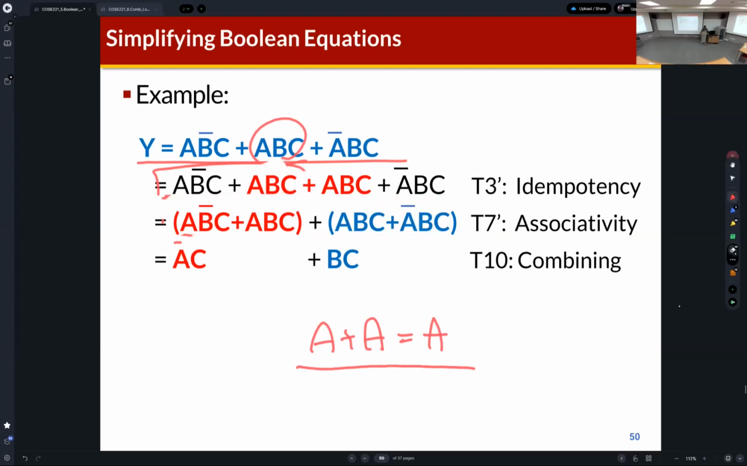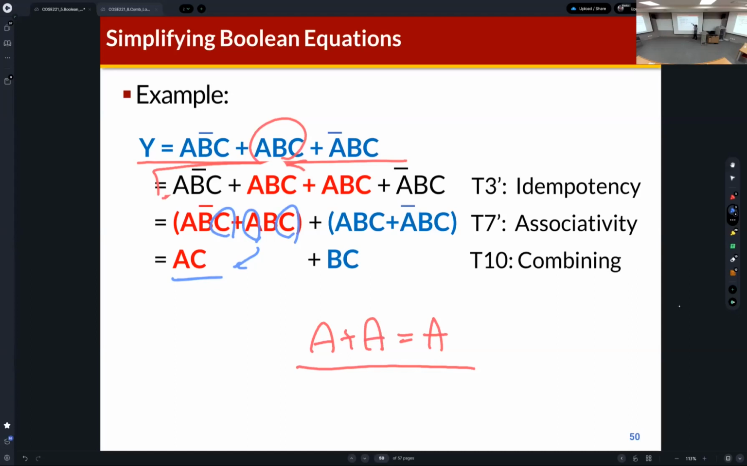Then we can also apply the combining theorem. In this term, I will use a different color. AB is a common term, and in these terms we can find B bar and B, right? B bar plus B is 1, so we can remove it first. So the result is AC. We can rewrite these terms as A and C.